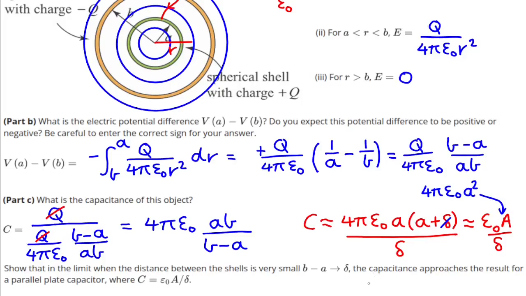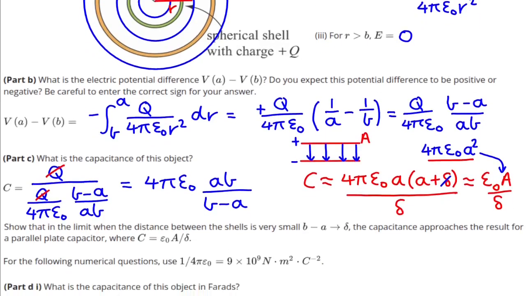So because the spheres are so close together, then it can be viewed as a parallel plate capacitor, where the electric field points from the inner plate to the outer plate, because the positive charge is on the inner plate, or the electric field points from a higher potential to a lower potential, and the area of the plate is given by the surface area of the spherical shell. And now we'll move on to part D.